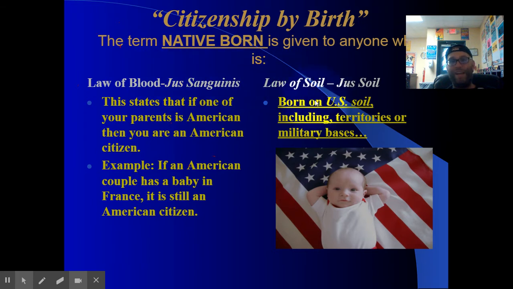And this means you were born on U.S. soil. It doesn't just mean the United States. You could be born in Puerto Rico, which is a territory. You could be born on an American army base. You could be born in an American consulate in China. If that's considered American territory, you're still an American citizen.